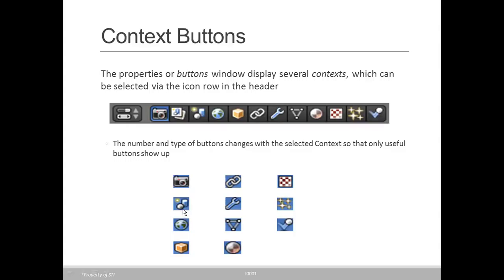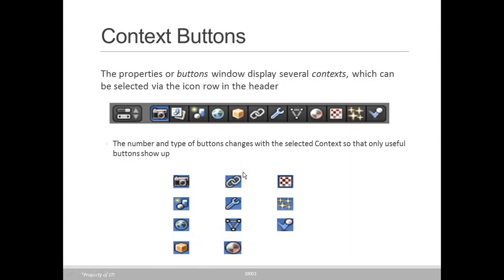The next is scene, or gravity. Gravity in the scene, units and other general information. In world, environmental lightings, sky, mist, stars, and ambient occlusion. So object is transformations, display options, visibility settings, duplication settings, and animation information.